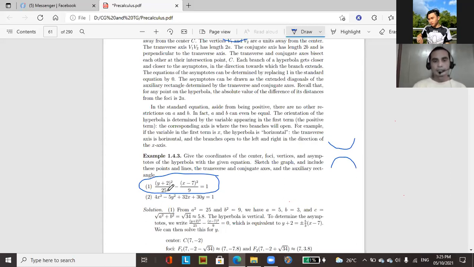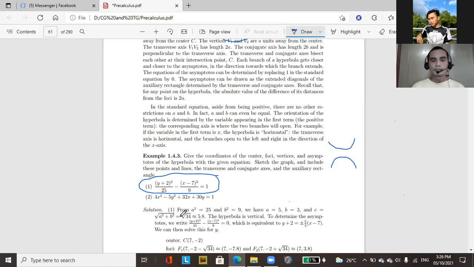Again, whichever term is positive, its denominator is a squared. So in this case, our a squared is equal to 25 and our b squared is equal to 9. So it follows that our a is equal to 5 and our b is equal to 3 and therefore our c is equal to square root of 34, approximately equal to 5.8. So the hyperbola is vertical.